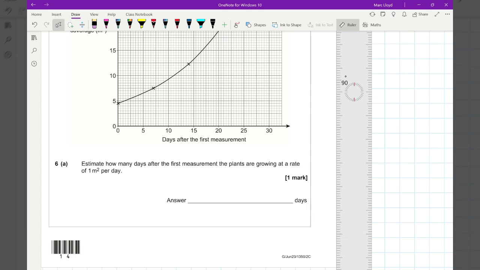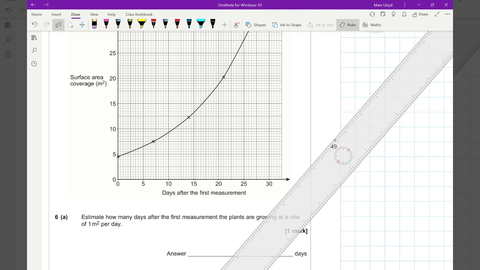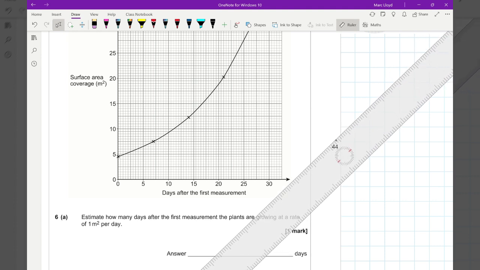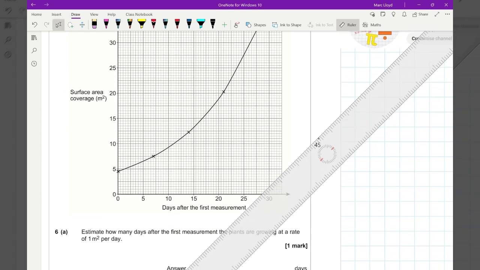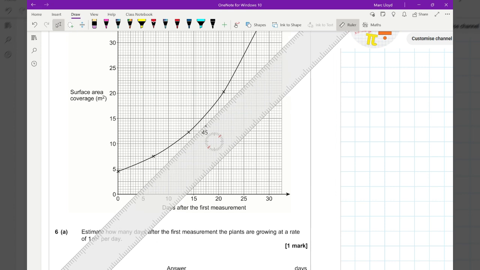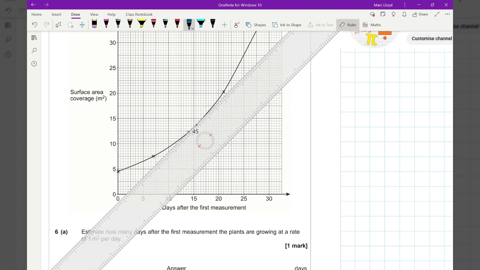So that's when roughly we've got the graph going up by 1 to 1, because if we look at our axes, 0 to 30, 0 up to 30. We just need to find a tangent that's got a gradient of 1, and see where it first hits it. It's about there.